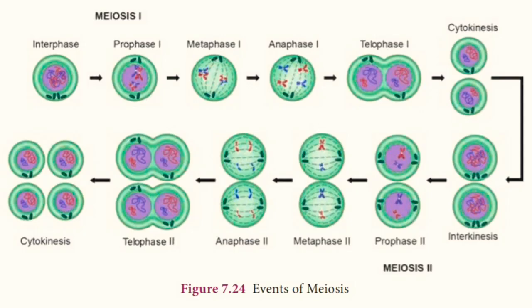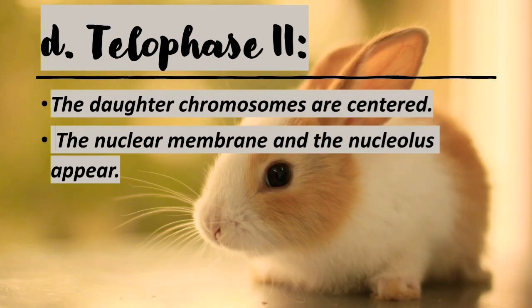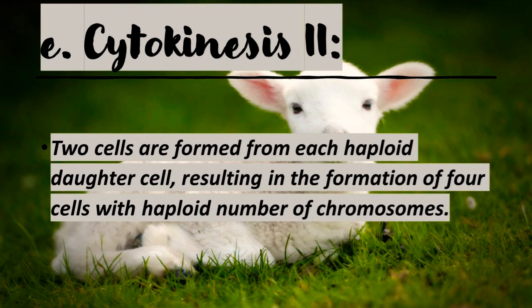Then anaphase 2. The separated chromatids become daughter chromosomes and move to opposite poles. Then telophase 2. Then the daughter chromosomes are arranged in the center. The nuclear membrane and the nucleolus appear. Then cytokinesis 2. Two cells are formed from each haploid daughter cell, resulting in the formation of 4 cells with a haploid number of chromosomes.